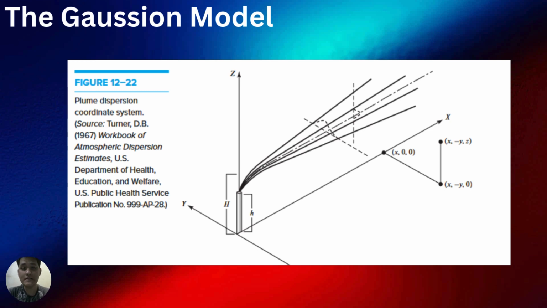In the Gaussian model, here is the plume dispersion coordinate system where the pollutants are dispersed from a virtual point source, usually described as a stack that is widely found in the industry. As described in the physical explanation, the plume of pollutants will spread out and disperse in both horizontal and vertical direction, as described in the diagram where we have the x, y, and z plane to simulate how the plume travels.